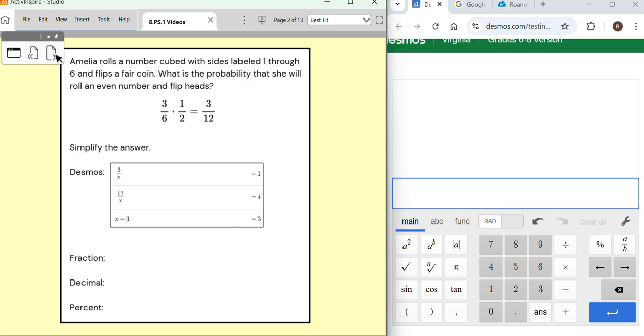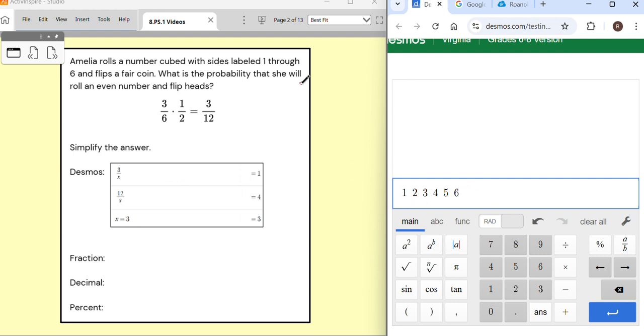Now, this says Amelia Rose rolls a number cube with sides labeled 1 through 6. Then she flips a fair coin. What's the probability that she will roll an even number and flip heads? Well, to show you this, I'm going to type 1, 2, 3, 4, 5, and 6 in Desmos. So those are the 6 sides of a number cube.